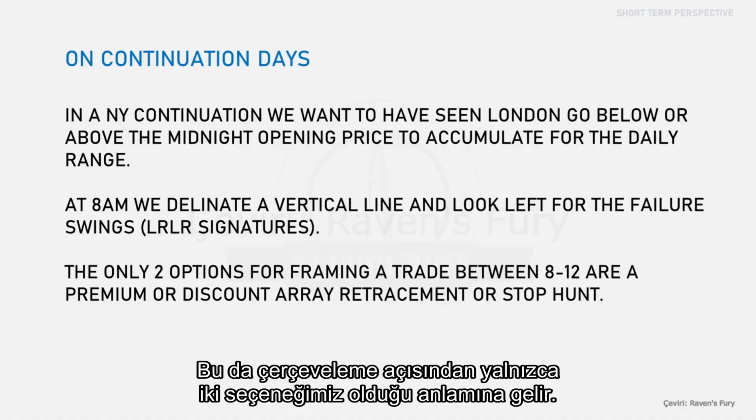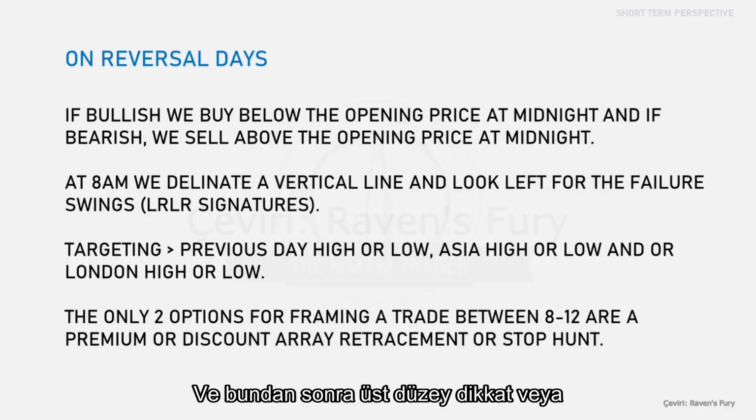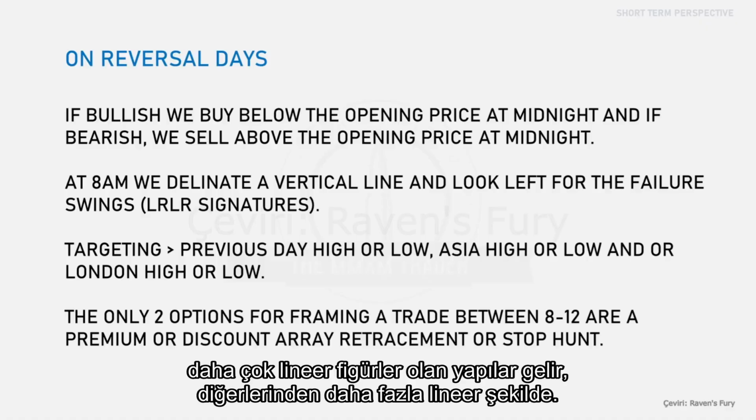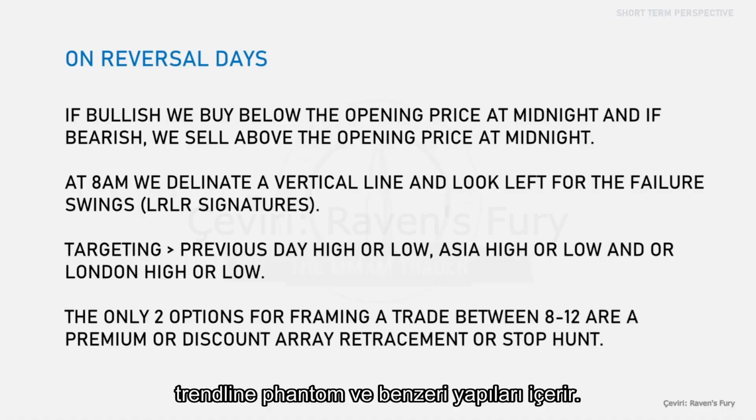The only two options for framing a trade between 8 and 12 are premium or discount array retracements or stop hunts. So on reversal days, if we are bullish, we want to buy below the opening price at midnight, right? And if we are bearish, we want to sell above the midnight opening price. So at 8 a.m. we delineate a vertical line, and then we look left for those failure swings, right? Those LR signatures. Then we think back about core concepts, right? Failure swings, engineered liquidity, equal highs, equal lows, trend line, and all that kind of stuff.